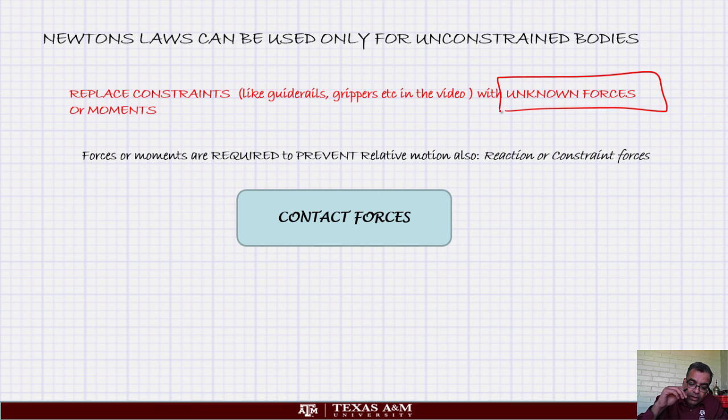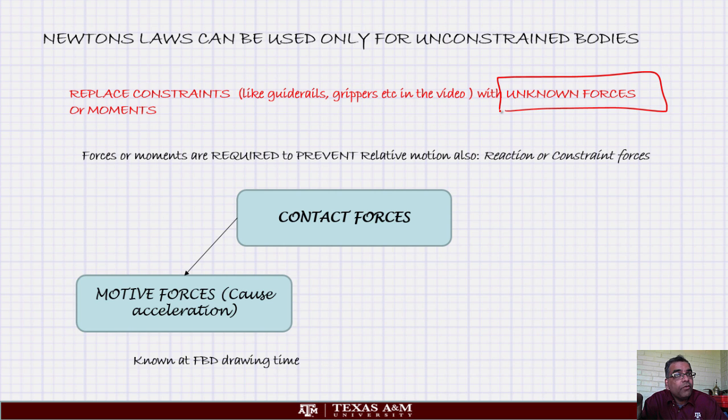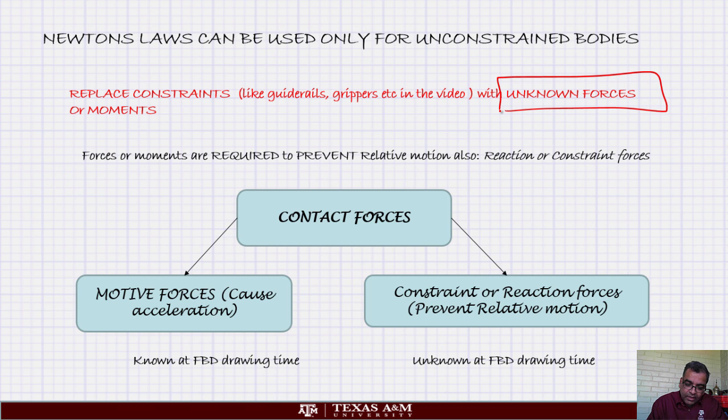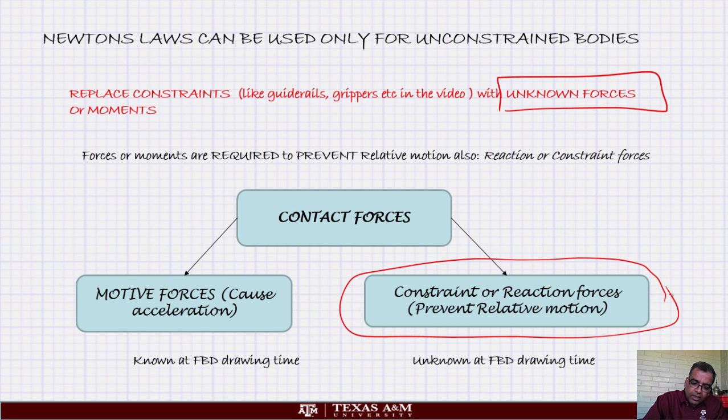Okay, so contact forces that contact the body are divided into two kinds. Motive forces, things that cause the body to move. This is what we mean by external forces. For example, when I throw the frisbee, the force of gravity is the motive force, because it's causing it to accelerate. Same with the drag force. Then we have constraint or reaction forces or restraining forces. Their task is different. They prevent relative motion. So these are causing accelerations, and these are preventing relative motion.